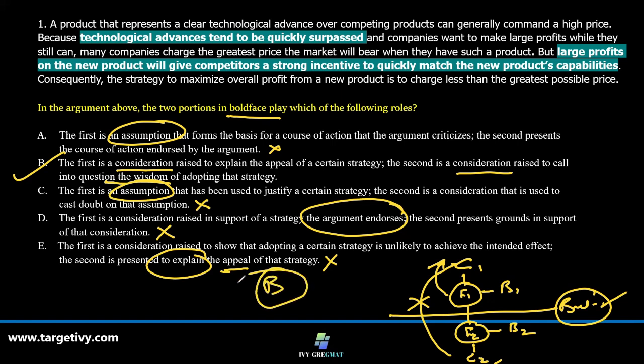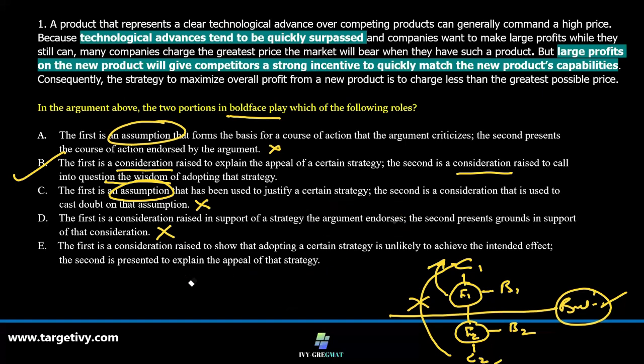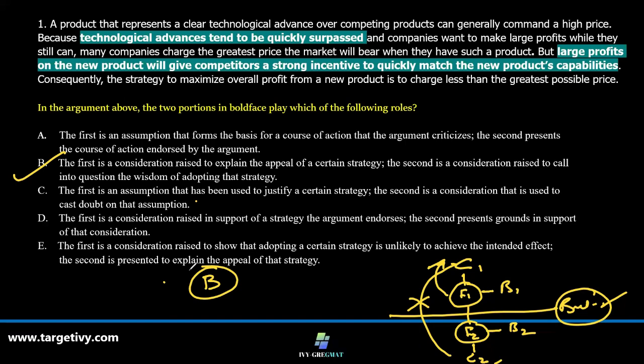Let's again see what's here in option B. Let me write it correctly. So we are left with option B, which is the correct one. Option B says the first is a consideration raised to explain the appeal of a certain strategy. The second is a consideration raised to call into question the wisdom of adopting that strategy, meaning the first strategy. Option B.